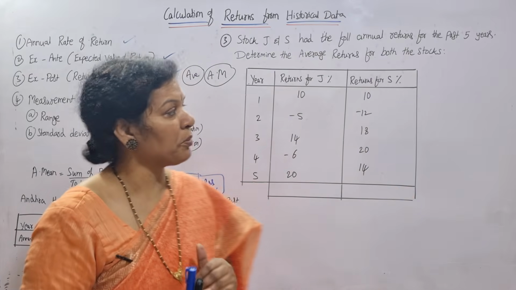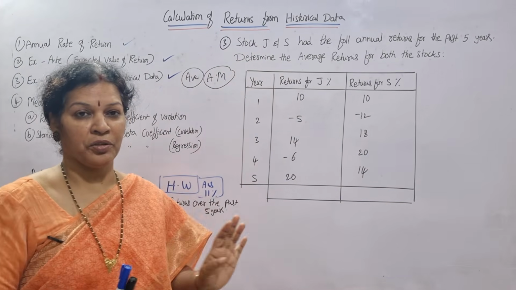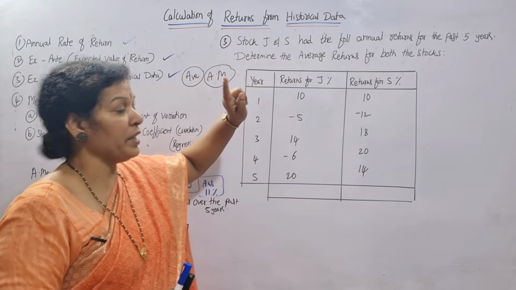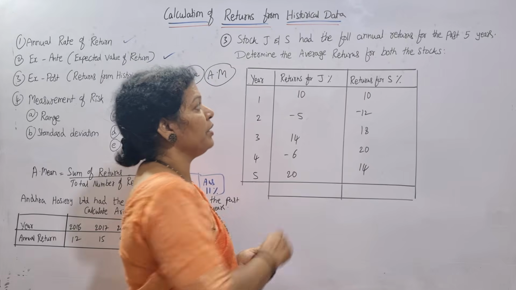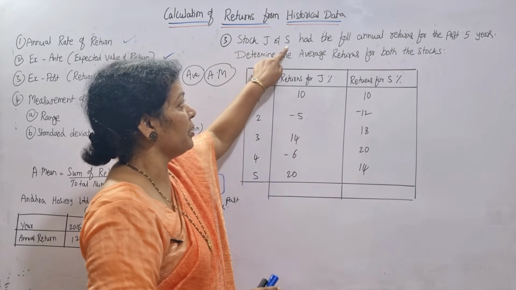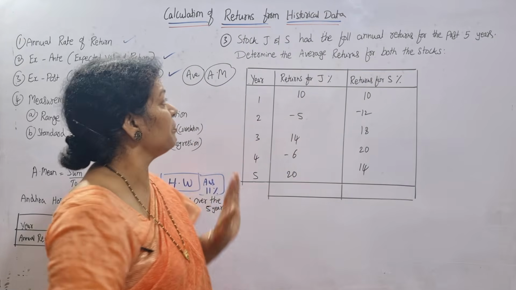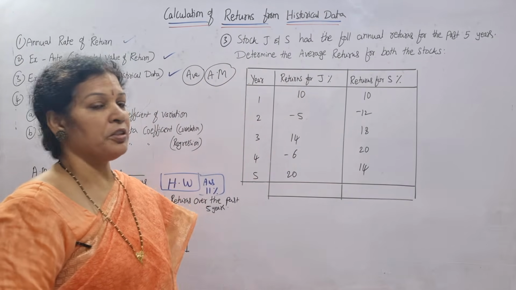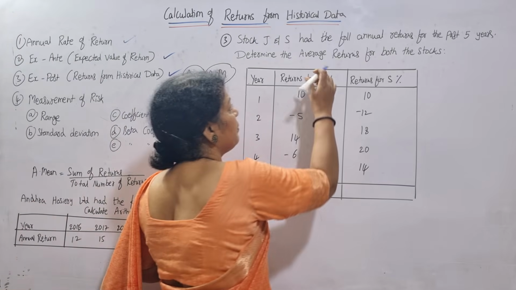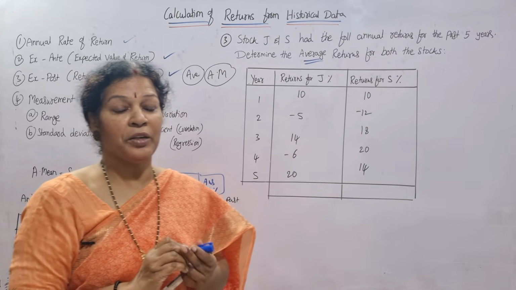Now we'll see one problem. The problem is given like this: two stocks are given, stock J and stock S, had the following annual returns for the past 5 years. Both the stocks' annual returns for the past 5 years are given to us. Determine the average returns for both the stocks. What they are asking is to determine the average returns. Average returns means arithmetic mean only, so that you have to calculate.